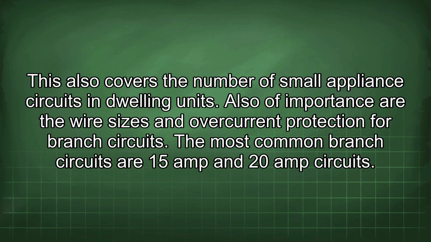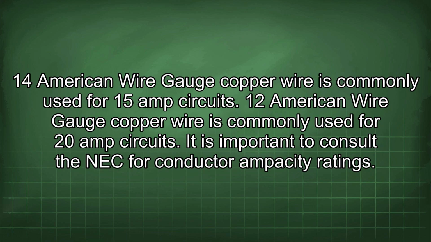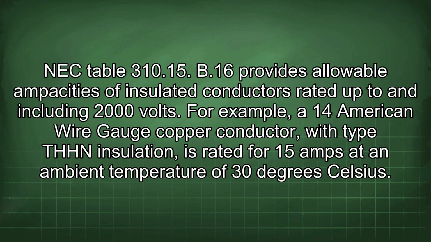Also of importance are the wire sizes and overcurrent protection for branch circuits. The most common branch circuits are 15 amp and 20 amp circuits. 14 American wire gauge copper wire is commonly used for 15 amp circuits. 12 American wire gauge copper wire is commonly used for 20 amp circuits. It is important to consult the NEC for conductor ampacity ratings. NEC Table 310.15.B16 provides allowable ampacities of insulated conductors rated up to and including 2000 volts.